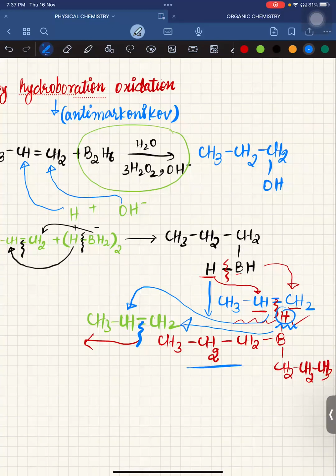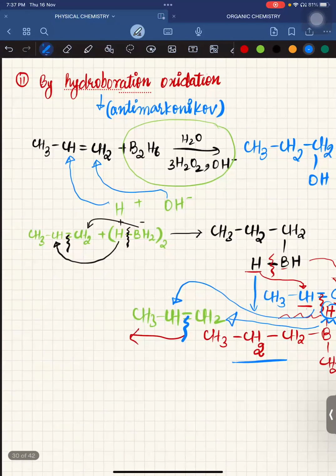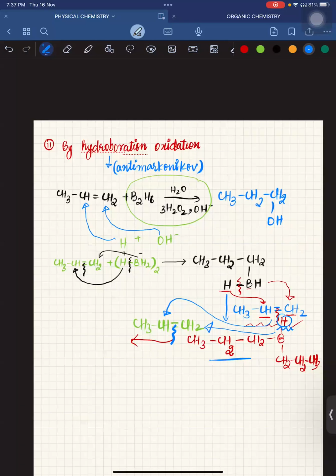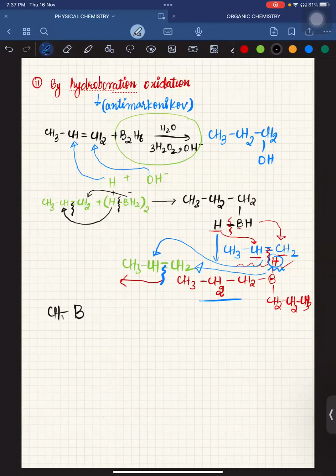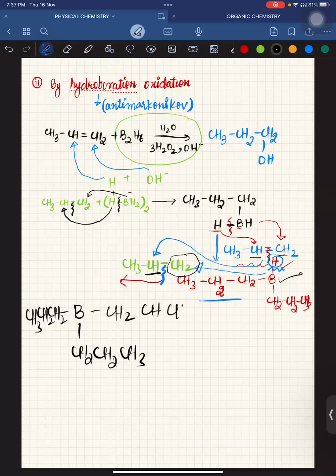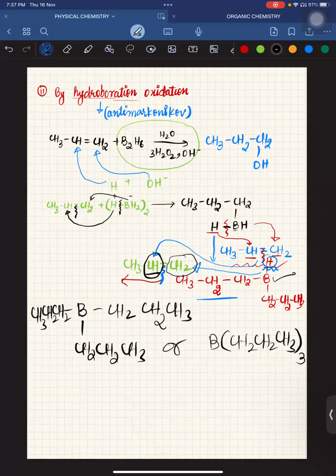Can I write this as this? Try to understand the point. Boron is in between. On the left-hand side, we have CH2, CH2 and CH3. On the bottom, we have CH2, CH2 and CH3. And then you can see this CH2 is attacked by this boron. So there is CH2, and before this CH is there, and then CH3 is there. But this CH3 is attacked by this boron hydrogen. So it will be like this. So I can write directly B(CH2CH2CH3) whole thrice, because it is coming 3 times. Yes or no?